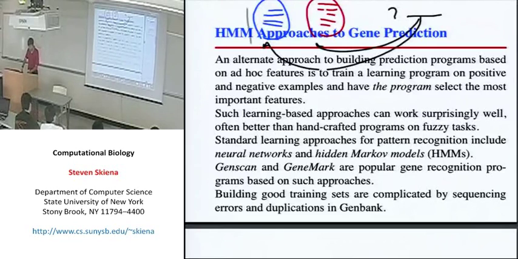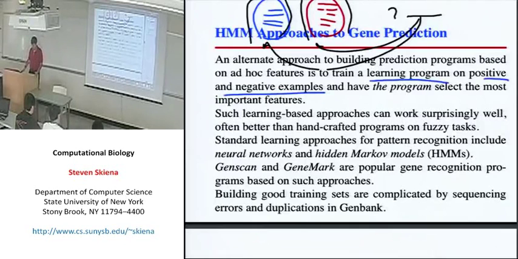It's something that takes a bunch of examples of genes and non-genes and tries to learn from them. Okay? So this is basically the idea of using a learning approach. You start with positive and negative examples, and then have the program figure out what the right features are that separate genes from non-genes. And what's interesting is these learning-based approaches are often surprisingly good. Okay, maybe it's not so surprising these days.